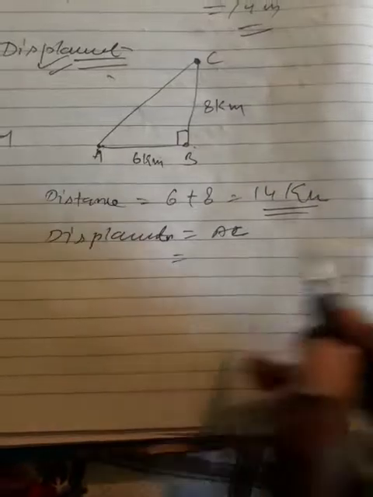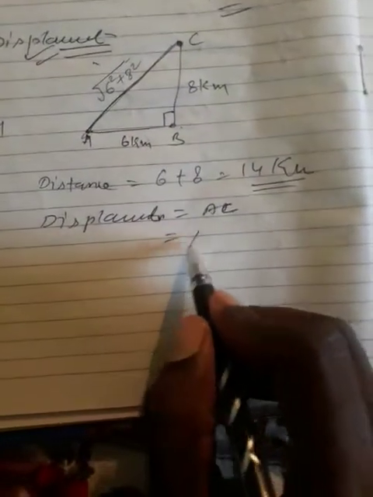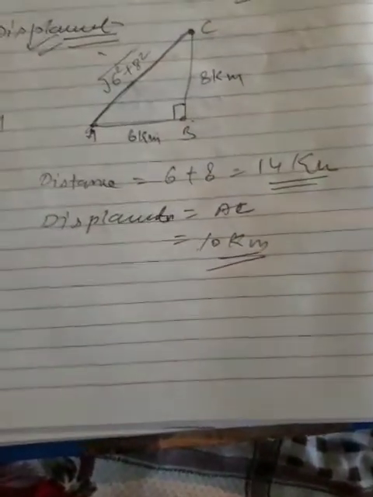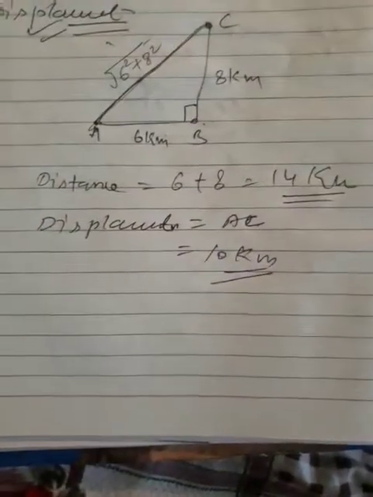Now by using the Pythagoras theorem, we can find the length of AC. That will be equal to under root 6 square plus 8 square. After calculating, you will get that this is equal to 10 kilometer. This is the displacement. Understood? Look, I am going to give one more example.